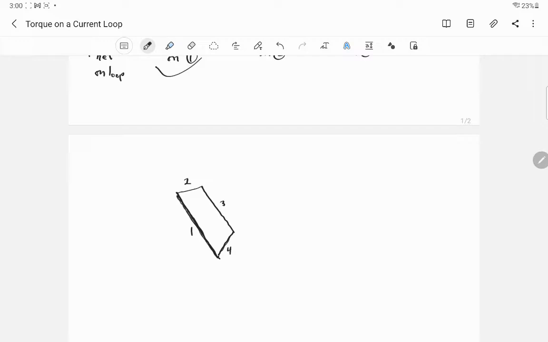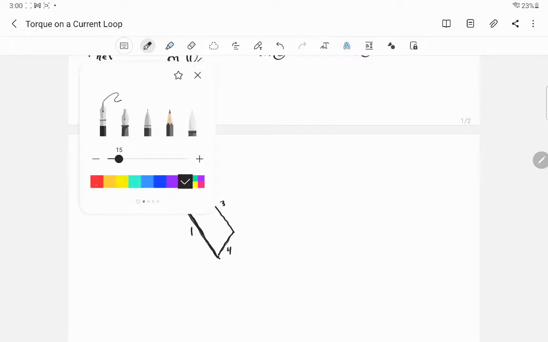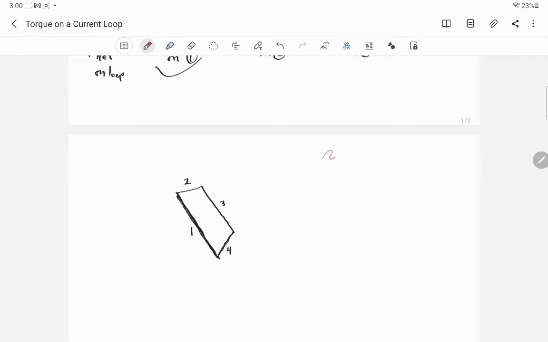And just for simplicity, let's consider a uniform background magnetic field. A uniform background magnetic field is uniform in strength and direction. So I'm going to imagine that the magnetic field just points sideways everywhere.